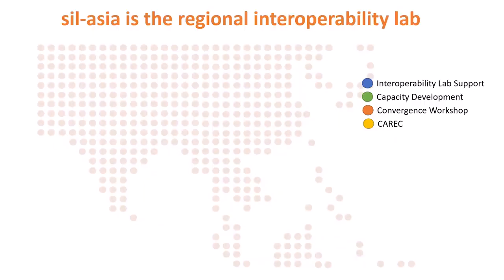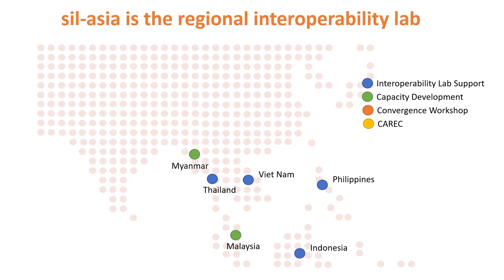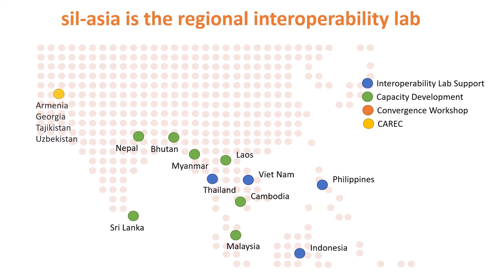Since our inception 3 years ago, the lab has already provided support to over a dozen countries across Asia-Pacific. The support includes technical assistance, capacity development, workshops and peer-to-peer knowledge exchange. The lab is also working on providing support for the establishment of interoperability laboratories in some countries across the region.